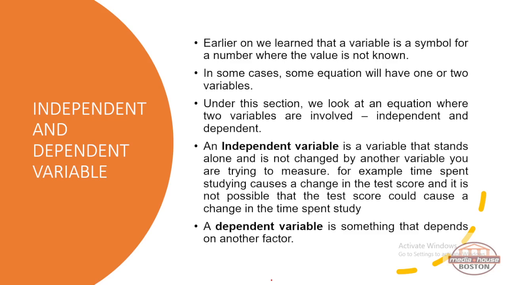But the more of the independent variable gets produced, which is the product, the more we expect the total cost to go up. That is the best example of independent and dependent variables. Under this lesson, it says that, for example, time spent studying can cause a change in the test score, but it is not possible that the test score could change the time that was spent studying.